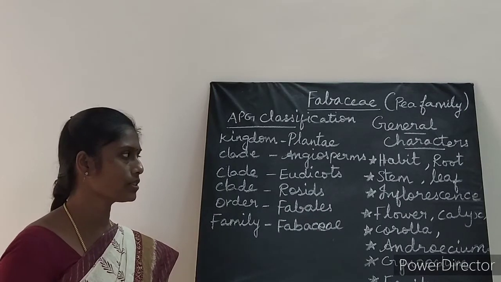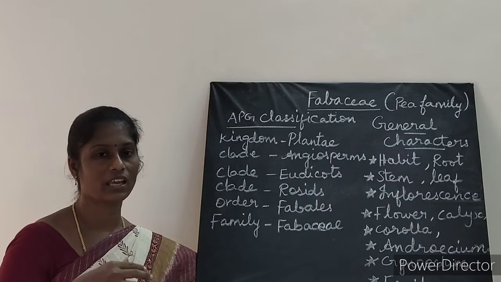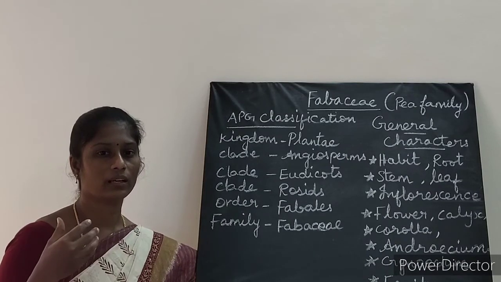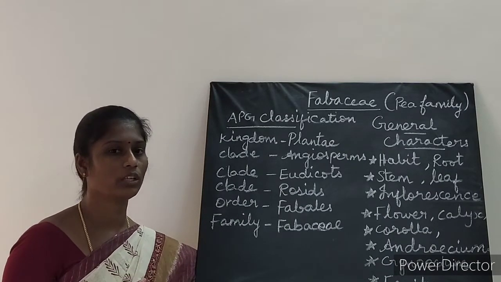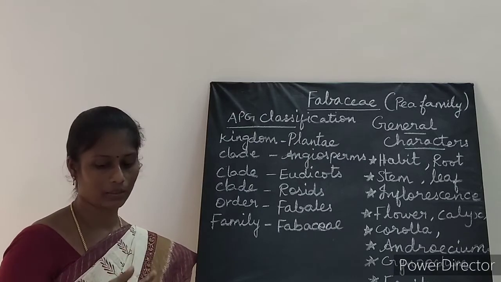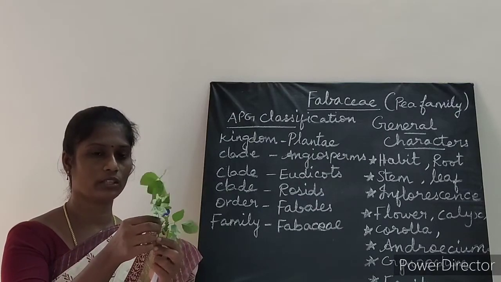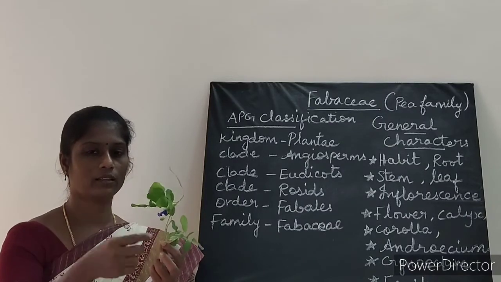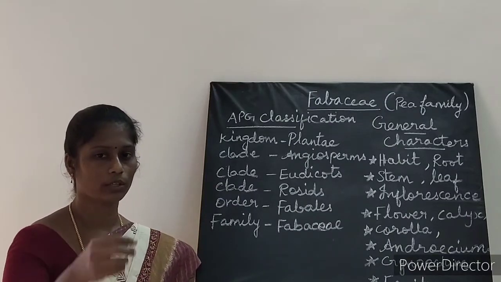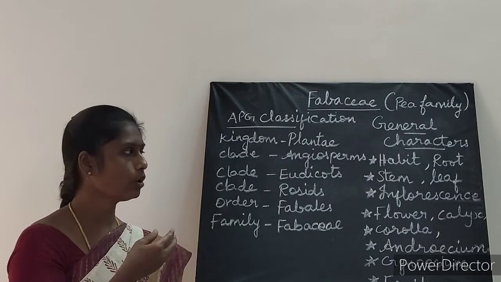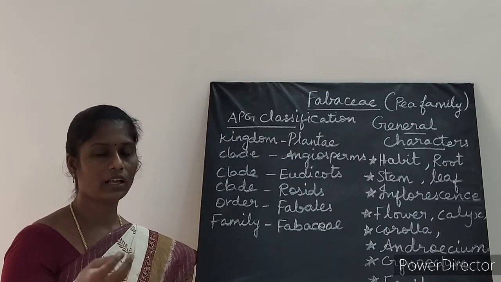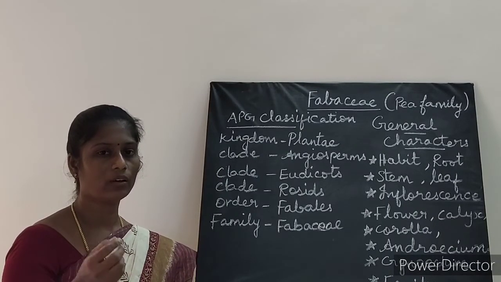And the next is stem character. Stem here it is aerial, and it is herbaceous, woody, twining, and climber. Climber, for example, like this, Sangu chedi. So climbing, it will climb around any support and then it will grow. So stem characters are aerial, herbaceous, climbing, and woody.